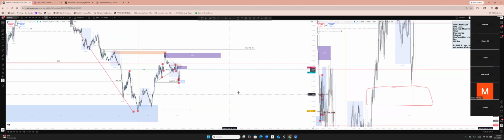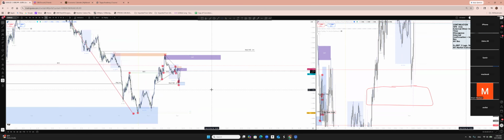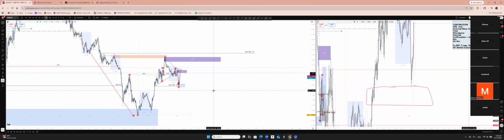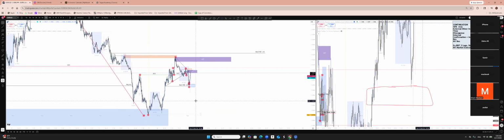Yo, you need help, bro? Why did you mark that as a medium inducement though? Because it's a 50-minute structure. Nah, I'm talking about the demands on the 15. Wherever you marked it now, go to the recent demand that you just marked out. Why is that a medium inducement? That's a 50-minute structure.